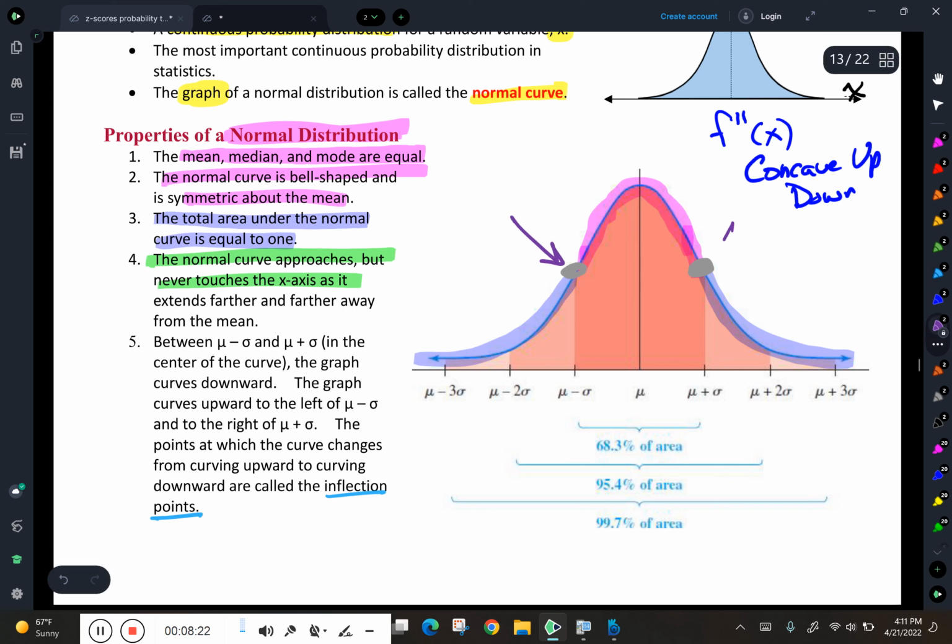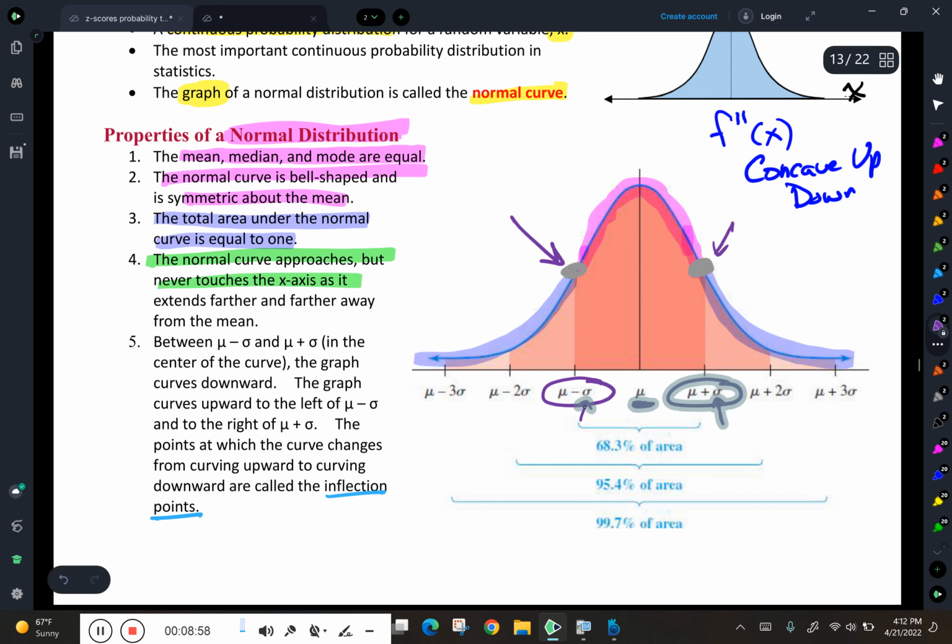Those inflection points are going to occur exactly 1 standard deviation below and 1 standard deviation above the mean, right? Remember the sigma right here, I'm sorry, that mu right there is our mean, and that sigma right there is our standard deviation. So between 1 standard deviation below and 1 standard deviation above the mean, those are the places where that inflection happens, that change of concavity for those inflection points, right?